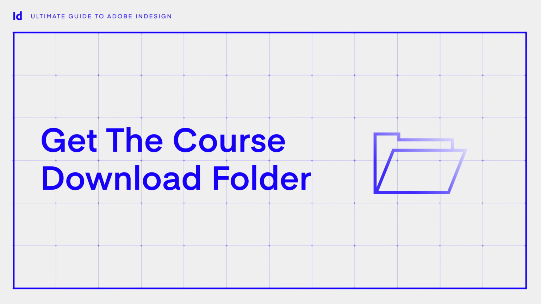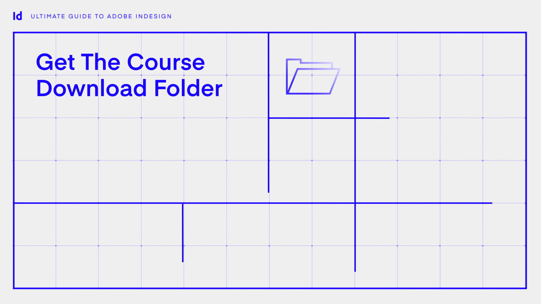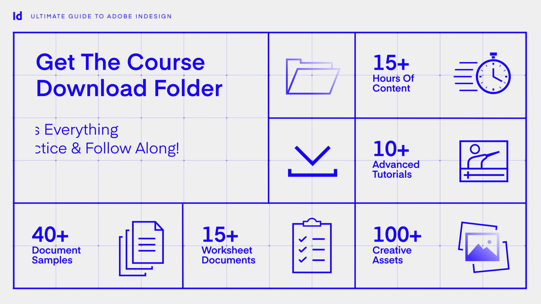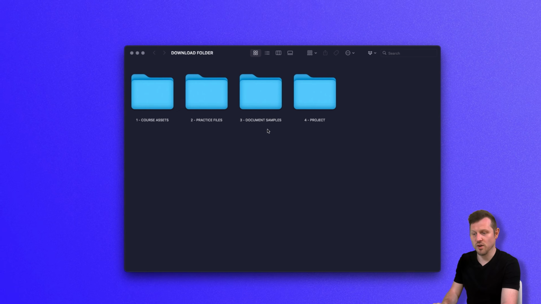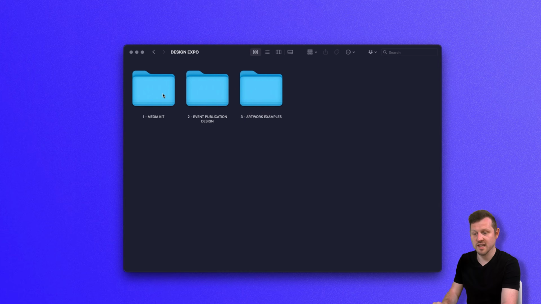This download folder comes with multiple projects and a ton of assets and resources we will be using in this course. You can find the link to acquire the folder from the description. With the download folder open, click into folder 4 project, into the Design Expo folder, click into folder 2 Event Publication Design, and open the Event Design InDesign file.